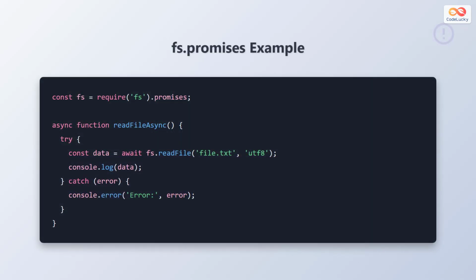Here's how we can use fs.promises. First, we require the fs module and access its promises property. Then we define an async function called readFileAsync. Inside the function, we use a try-catch block to handle any potential errors. Within the try block, we use the await keyword to wait for fs.promises.readFile to complete. We pass in the file name and encoding. Finally, we log the data to the console. If any error occurs, we catch it and log the error message.